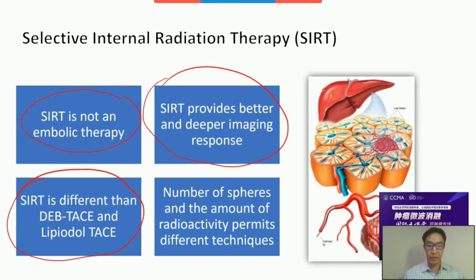SIRT is fundamentally different than DEB TACE and Lipiodol TACE. And the number of spheres and the amount of radioactivity permits different techniques of use, which I will go into very briefly.